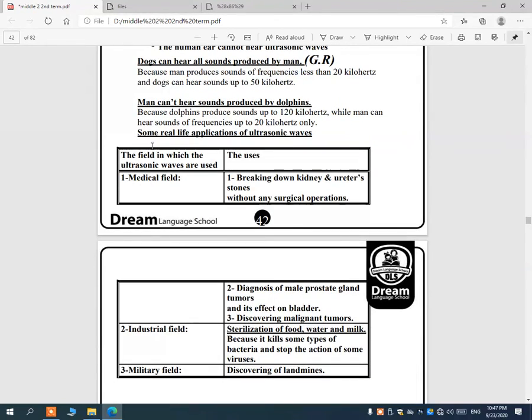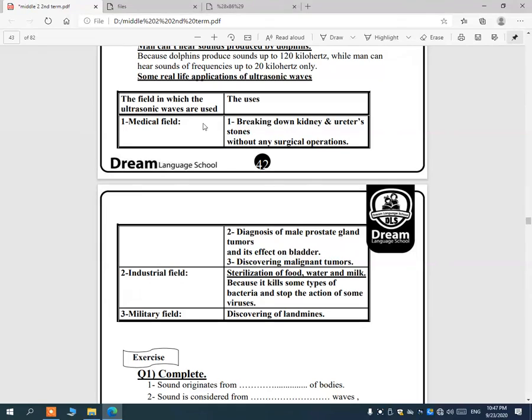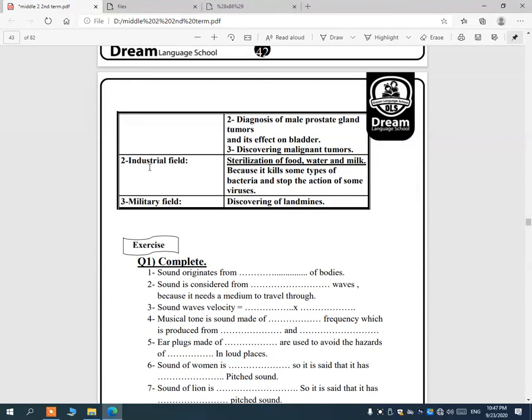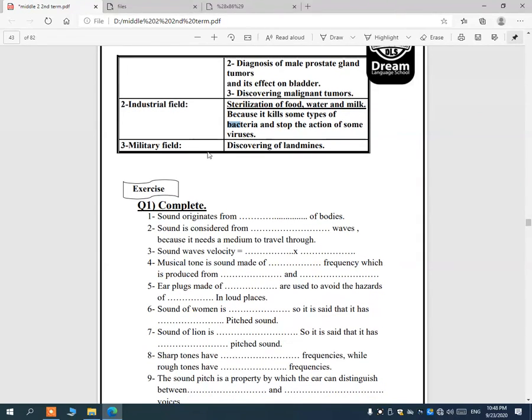Here we have some real life applications of ultrasonic waves. In the medical field: breaking down kidney and ureteral stones without any surgical operations, diagnosis of the male prostate gland or gland tumors, and number three, discovering malignant tumors. In the industrial field, like sterilization of food, water, and milk, because ultrasonic waves can kill bacteria and stop the action of viruses. In the military field, to discover landmines.